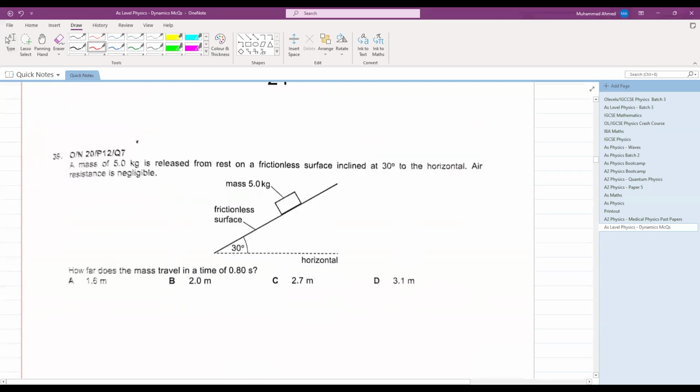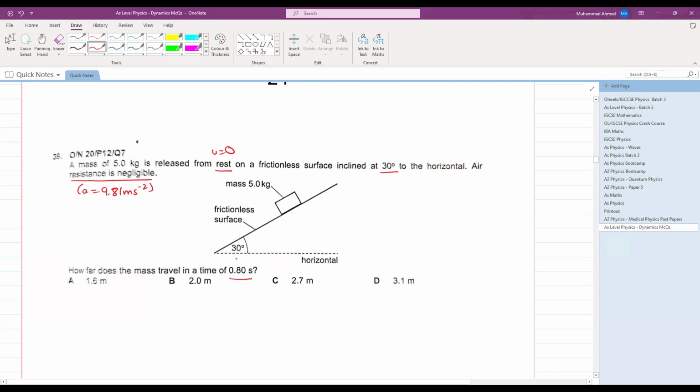A mass of 5 kg is released from rest. Okay, so initial speed is 0. On a frictionless surface inclined at an angle of 30 degrees to the horizontal, air resistance is negligible. That means acceleration will be 9.81 m s^-2. How far does the mass travel in a time of 0.8 seconds?